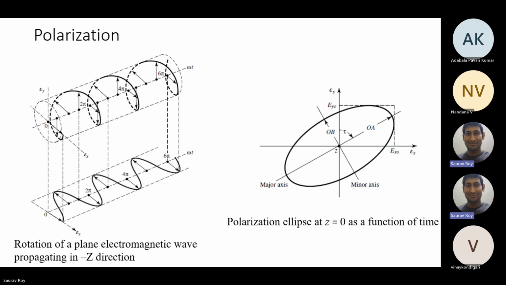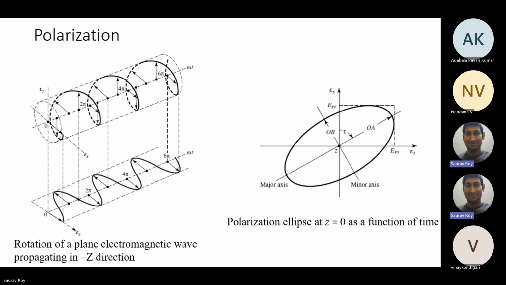But for now, you see this shape is at a particular point in z. This z is the omega t axis. If you take a cross section at some point in the omega t axis and keep watching that point as the wave propagates over time, you will have an elliptical drawing like that. That is given as the polarization ellipse at z equals 0 point as a function of time.